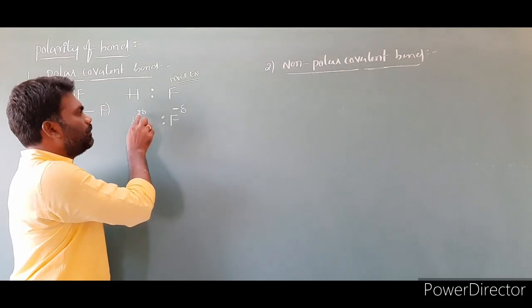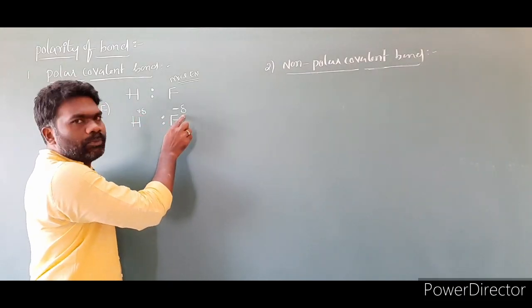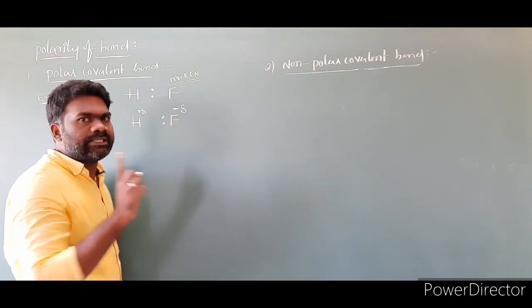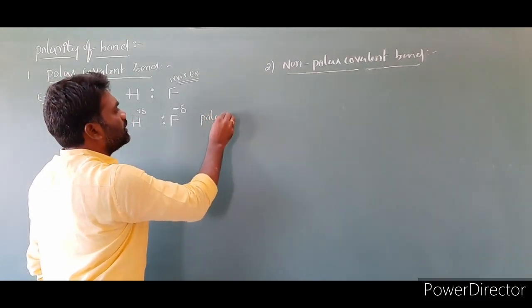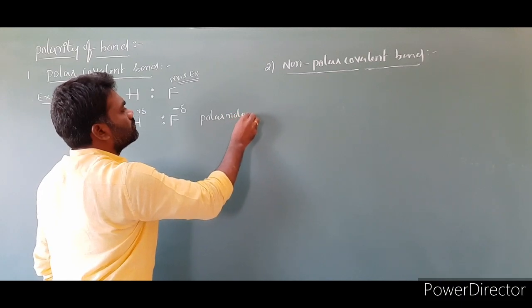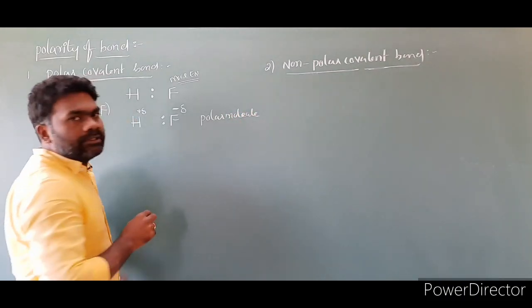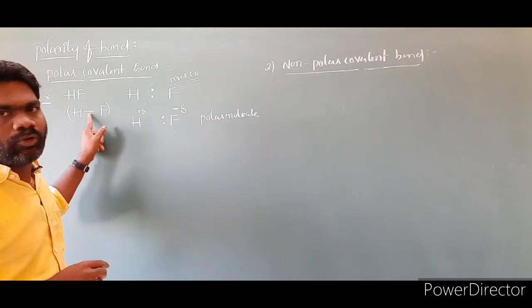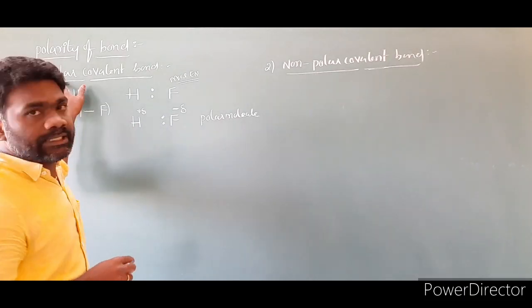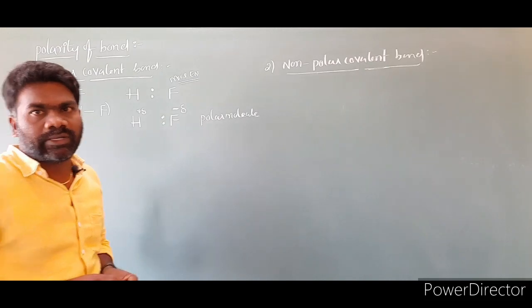This molecule has a positive pole and a negative pole present in a single molecule. So this molecule is a polar molecule. What is the bond in this polar molecule? This bond is a covalent bond, so it is called a polar covalent bond.